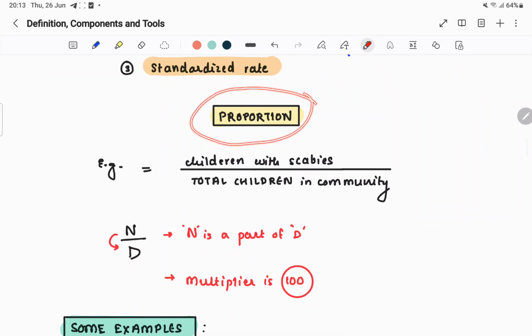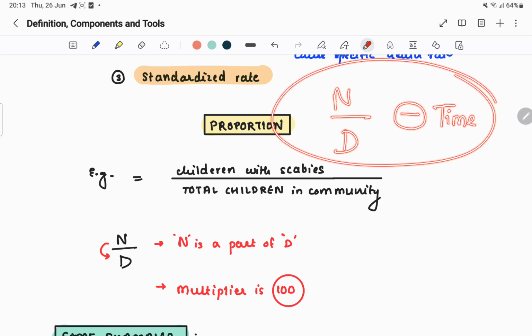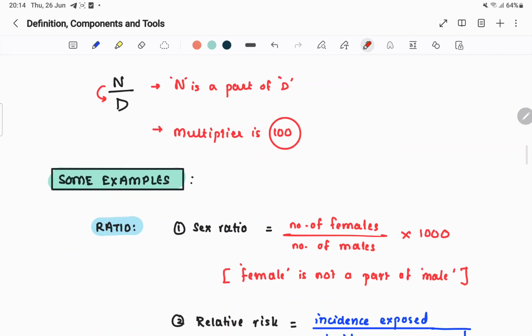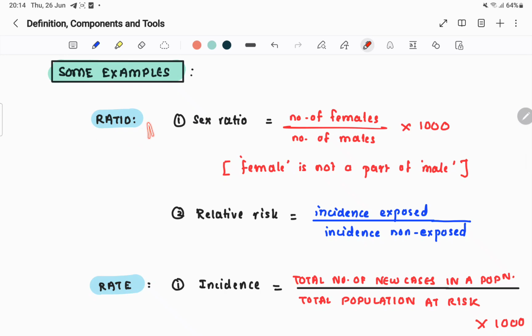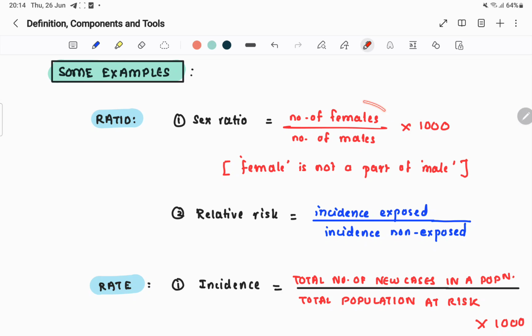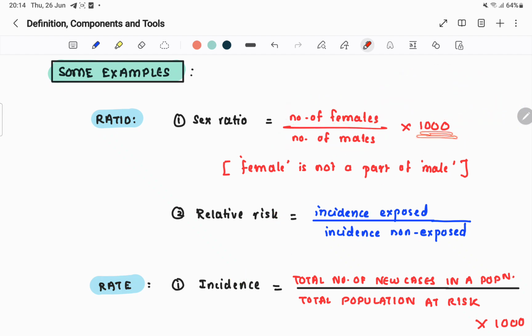Let's talk about proportion. I told you that proportion is only n by d with no time component. So n is a part of d with no time component. Multiplier is 100. So n by d into 100 is the proportion. Let's take the example of ratio. What is ratio? n by d, where n is not a part of d, is called a ratio. Understood? So let's take sex ratio. Number of females by males. Are females a part of males? No, not at all. Into 1000. This is the formula of sex ratio.